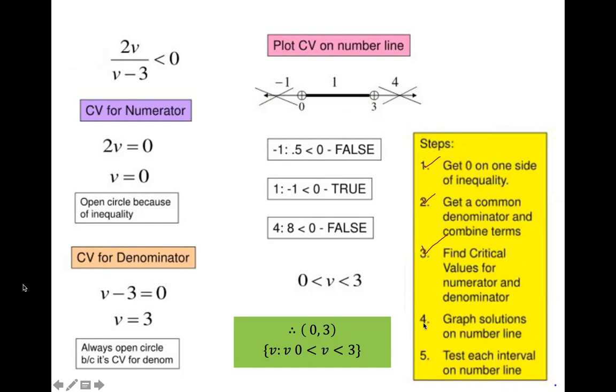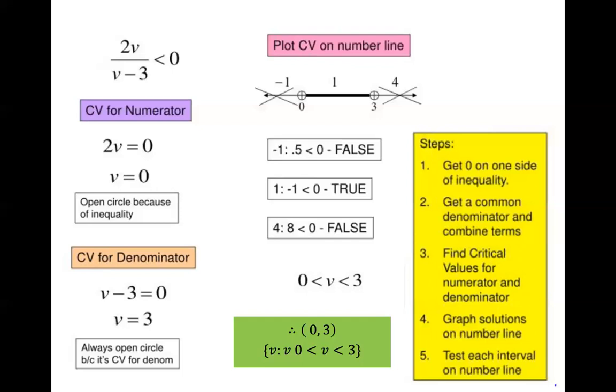Next, after finding the critical values, you have to graph the solutions on the number line and then test each interval on the number line to find the solution set. So for example, you have the given inequality 2v over v minus 3 less than 0. Is one side of the given inequality 0 already? Yes, it's 0 already. So we move to finding the critical values both for the numerator and the denominator.